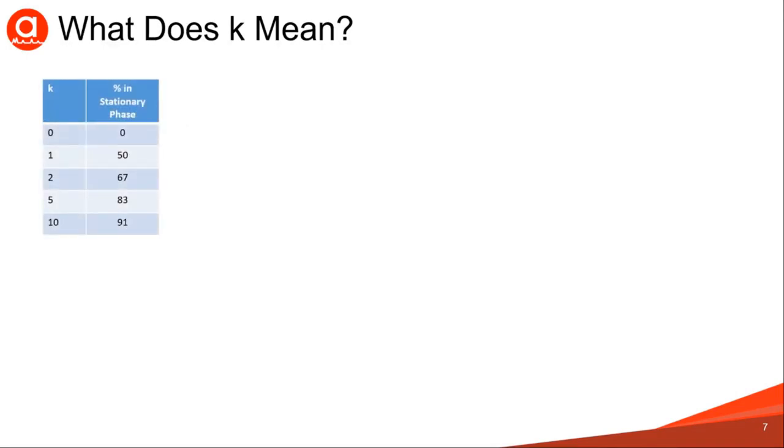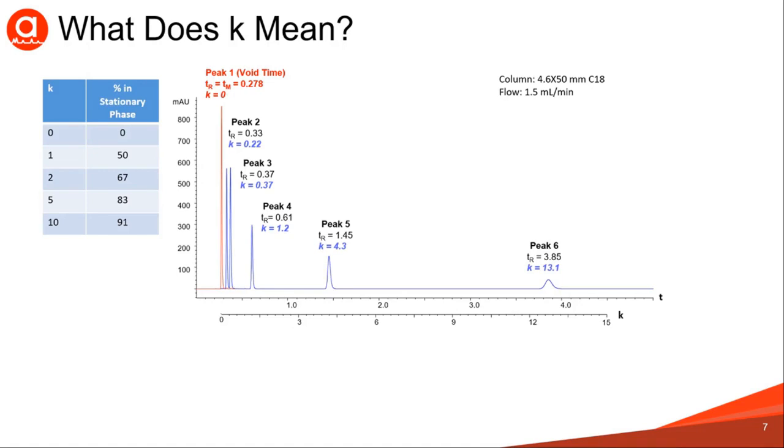So when we calculate k, the retention factor, what does that really mean? Well, we can calculate it theoretically. What is the percent in the stationary phase for that given value of k? In this chromatography example, you can see a number of peaks. Now we have something eluting at the void time, and by definition, something that elutes at the void time has a k of 0. And we can see peaks that elute near the void time have k values less than 1, and out to the last peak, which has a k value of 13.